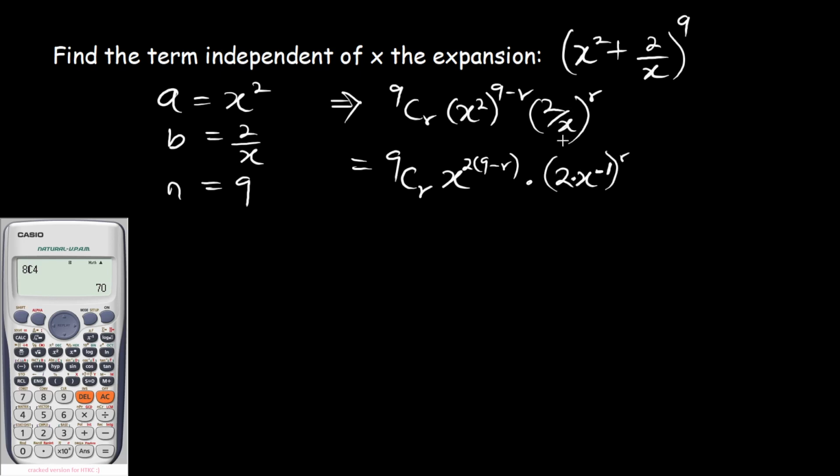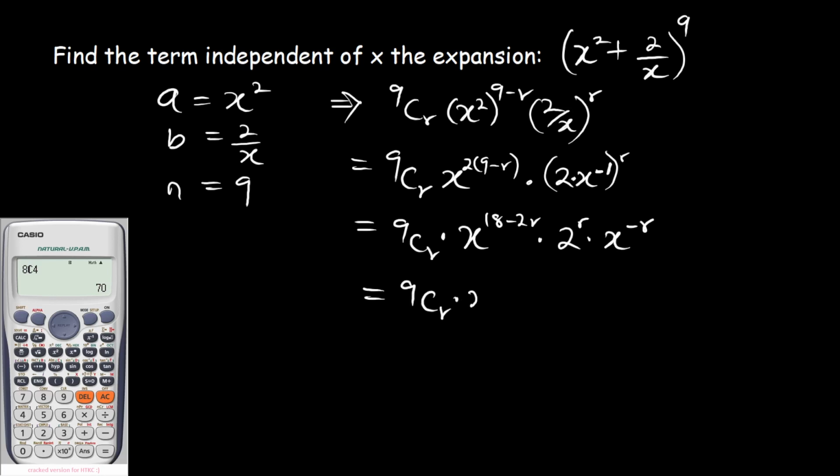Here we use the law of indices. I believe you can do that. 9 combination r, simplify this to have x raised to the power of 18 minus 2r times 2 raised to the power of r times x raised to the power of minus r. So we simplify the x together using the law of indices, and that's going to give us 9 combination r times x raised to the power of 18 minus 2r minus r, which is minus 3r, times 2 raised to the power of r.